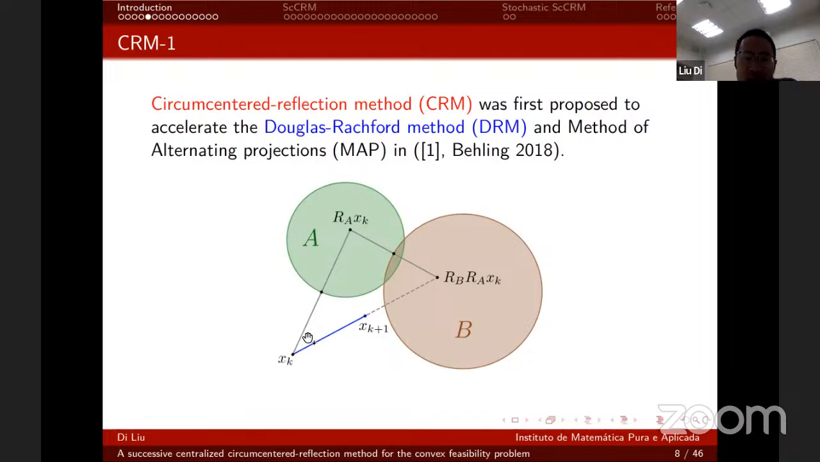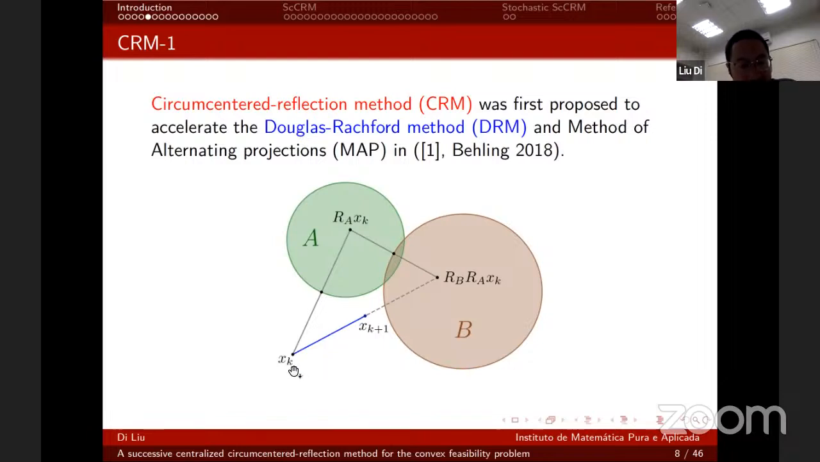Douglas-Rachford works in this way. For example, we have a point xk, a closed set A, and a closed convex set B. We want to find a point in the intersection. From this xk, we do the first reflection, and then from there, we do the second reflection. Then we have three points: RAxk, RBRAxk, and xk. Douglas-Rachford takes the midpoint of xk and the second reflection as the next iteration. So we can see here that xk+1 is closer to the intersection compared with xk.